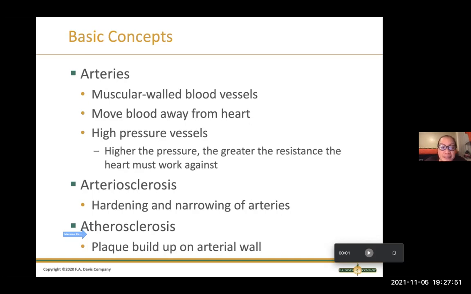Okay. This is atheromatous plaque. Another layman's term for that is fatty streak.